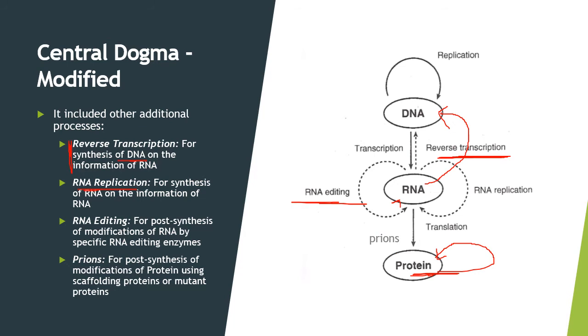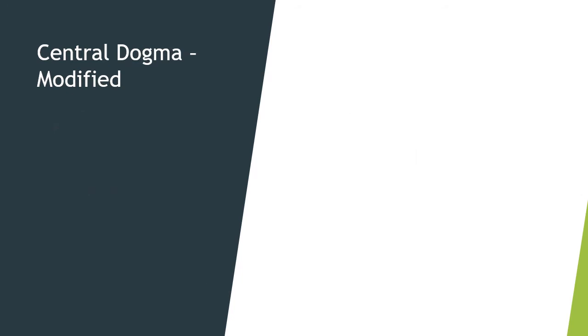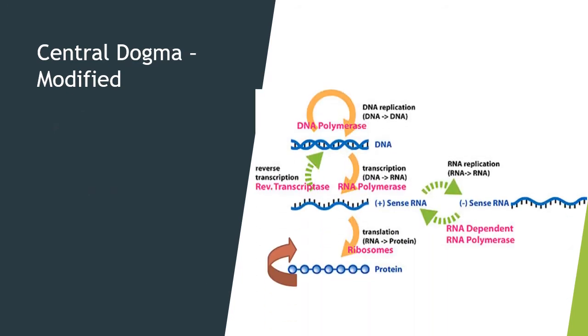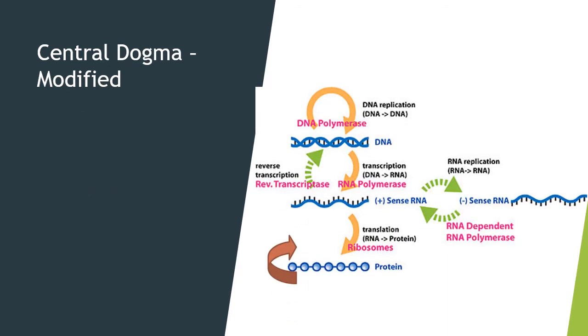This modifies it into the current version, which is not unidirectional and can move in both directions, whether the DNA makes an RNA or RNA can make a DNA. Similarly, the RNA can make its own copies of RNA as well, and it can go through editing as well, and in some specialized conditions proteins can direct the folding of other proteins through prions. So this is the version which I already told you in a different graphical manner.